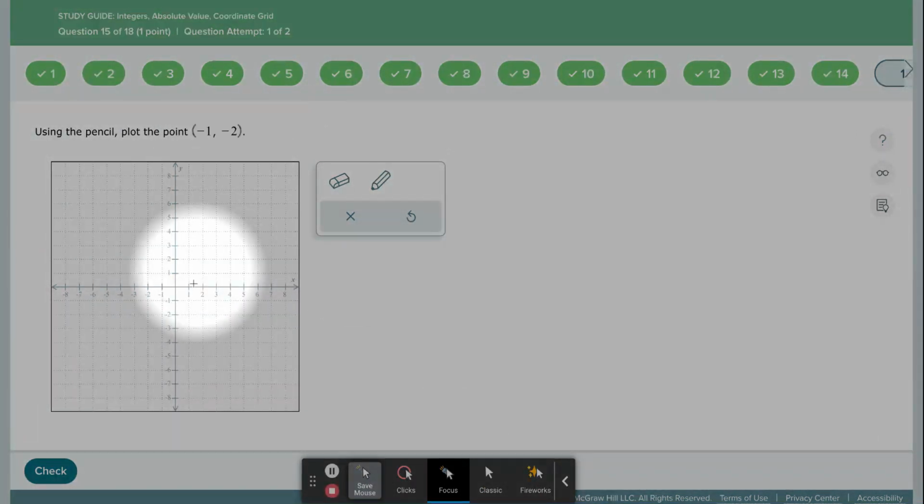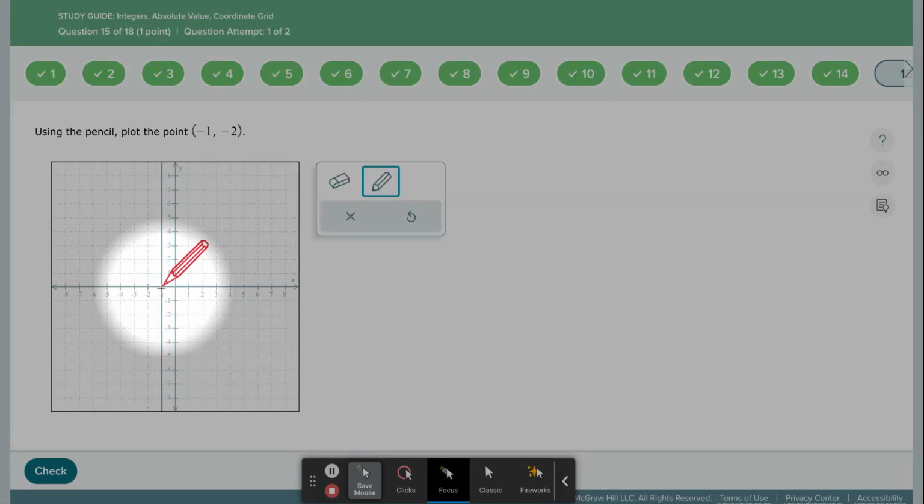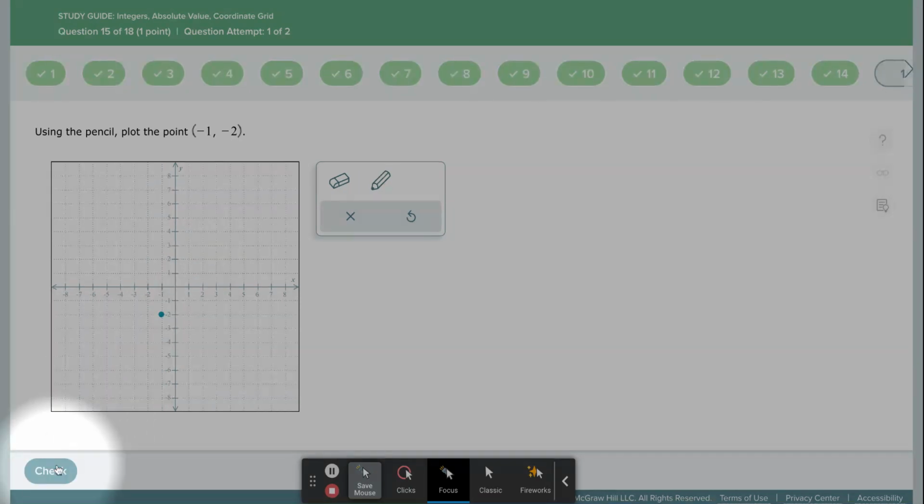Okay, -1, -2. All right, so if I'm at my origin, dead center right here at 0, 0, and I need to go negative, negative, okay? -1, -2. I'm going backwards and down, okay? So here we go. I'm going to go -1 and then down 2. 1, 2, okay? Negative, negative.